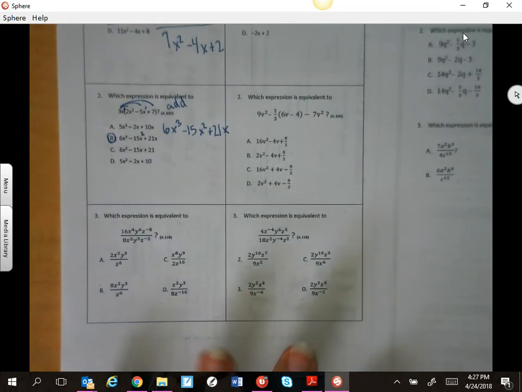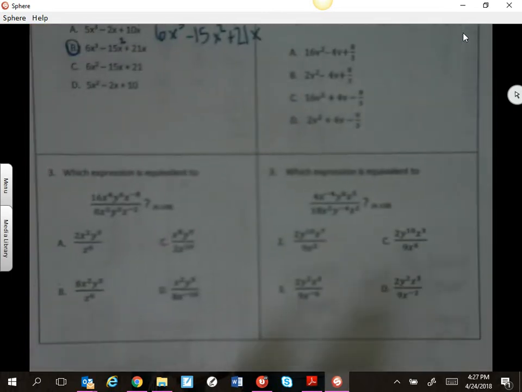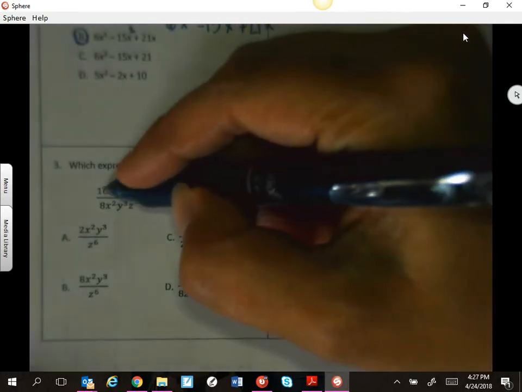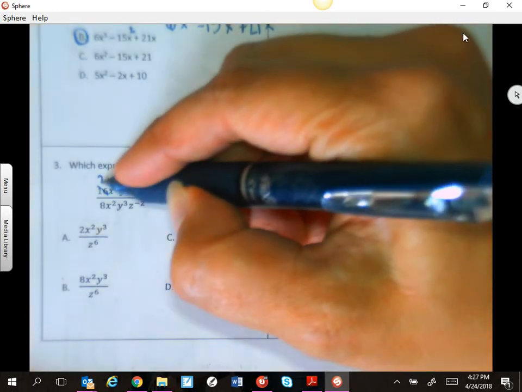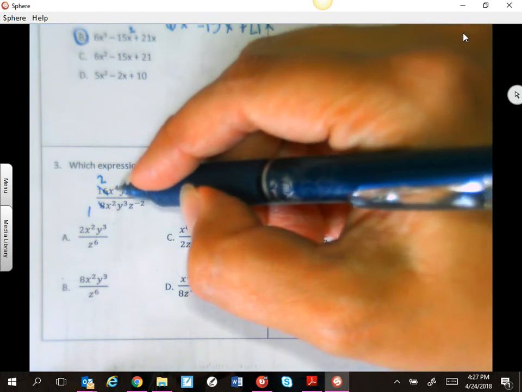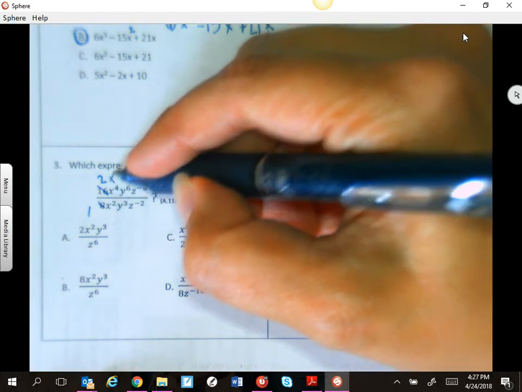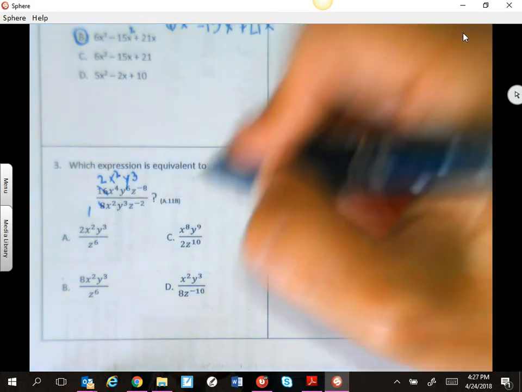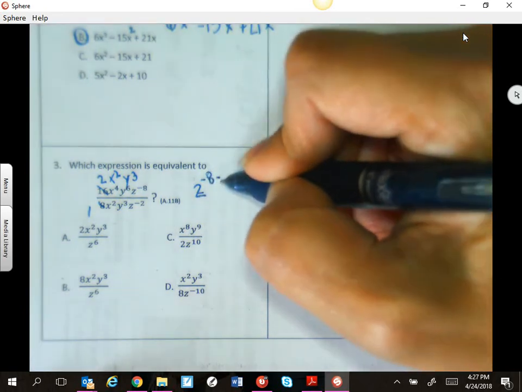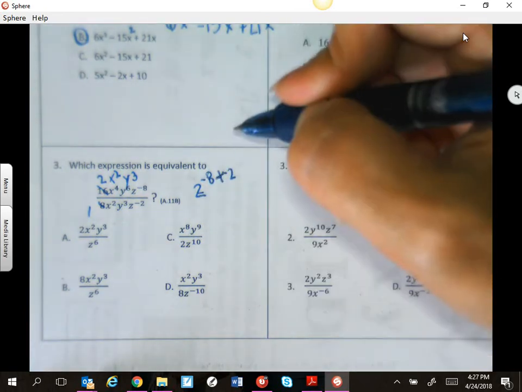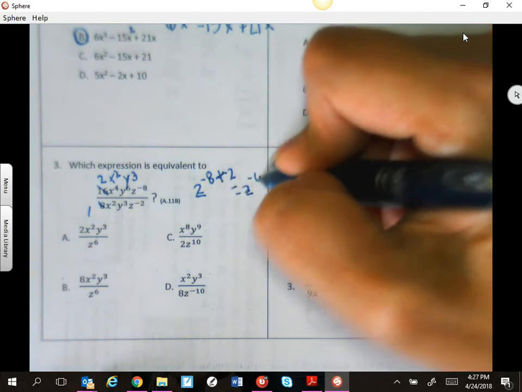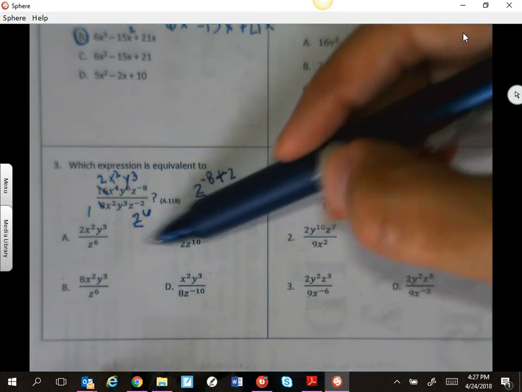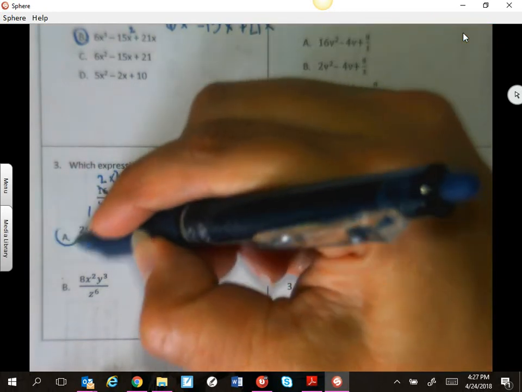And then here, which one is equivalent? So we're dividing here, so we're going to subtract. Now make sure on your coefficients you're just simplifying. So 16 over 8, this is 2 over 1. And I have 4 minus 2 is 2. 6 minus 3 is 3. Now this is a tricky one. I have z to the negative 8 minus a negative 2. And a minus minus is a plus. So I get z to the negative 6, which is going to go in the bottom. So the only one that shows that is going to be A.